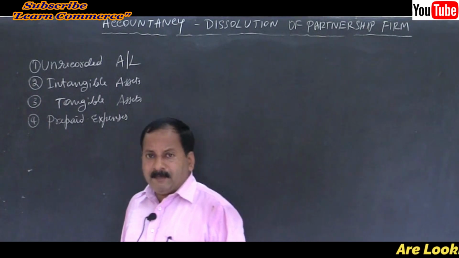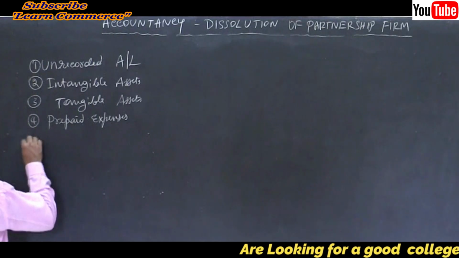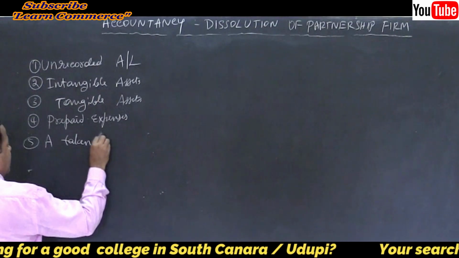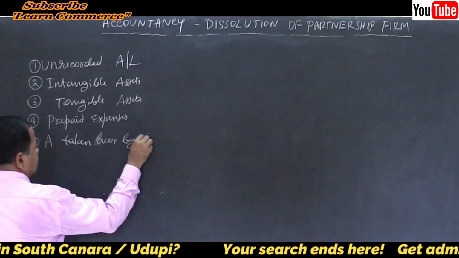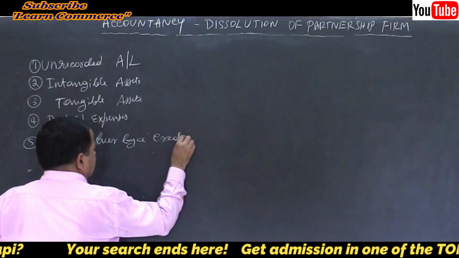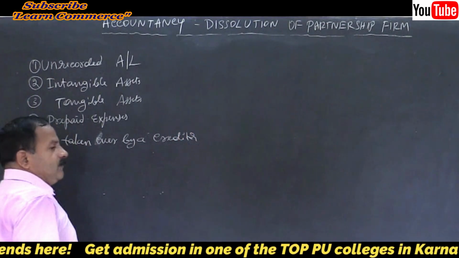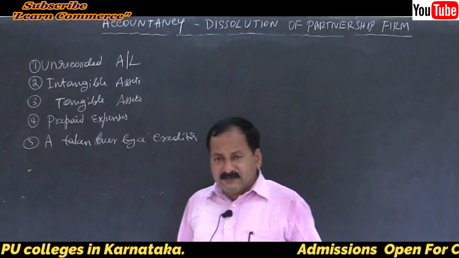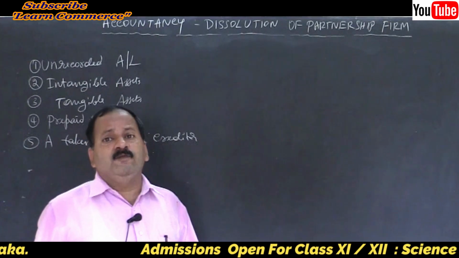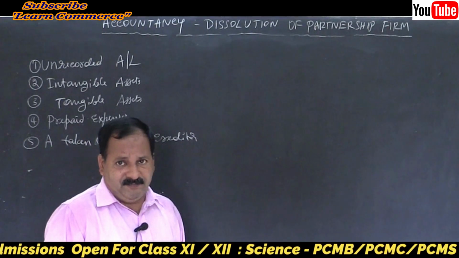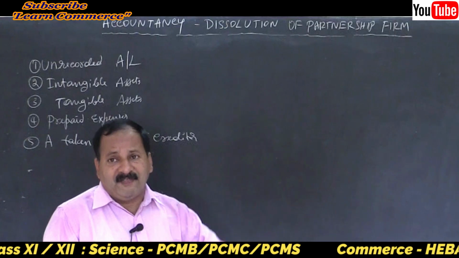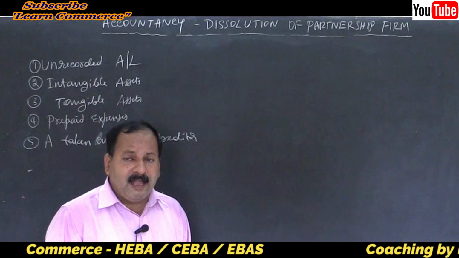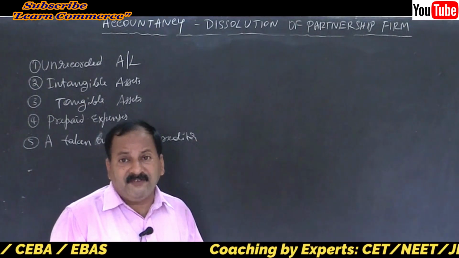Then, assets taken over by a creditor. Asset taken over by a creditor. When any creditor takes over any asset from the business, suppose we are supposed to pay 10,000 to one of the creditors, maybe Mr. A is the creditor. From the firm we are supposed to pay rupees 10,000. Now, the creditor says, I will take the furniture for rupees 10,000.